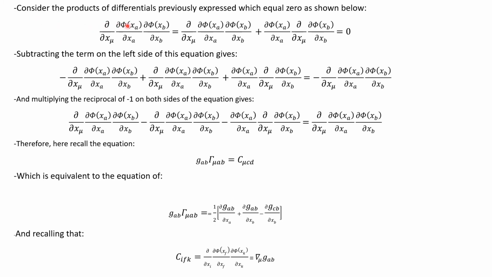Consider the products of differentials previously expressed, which equals 0 as shown below. Subtracting the term on the left side of the equation gives this expression. So we subtracted this term from both sides, and multiplying the reciprocal of -1 on both sides of the equation gives this expression. So we multiply both sides of this equation by -1, which gives this.